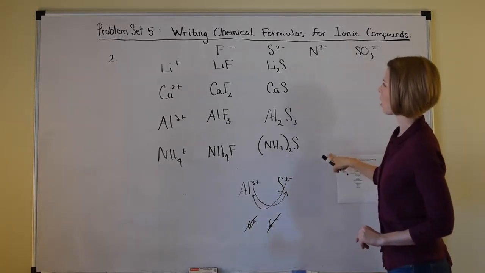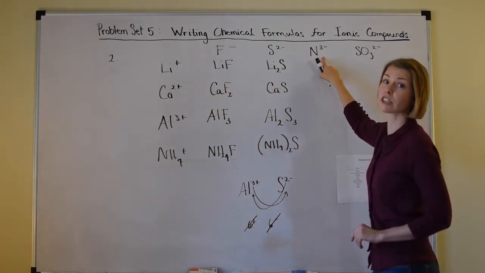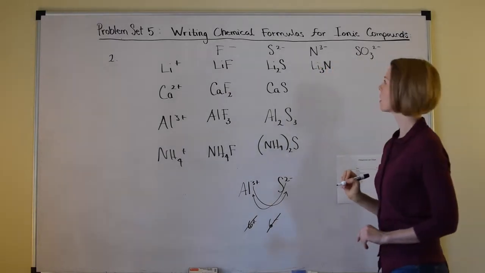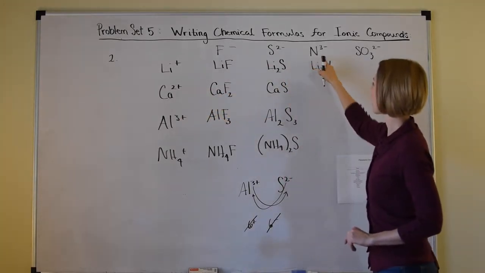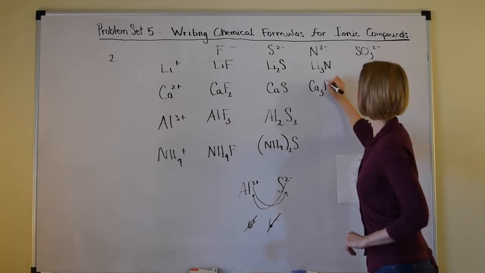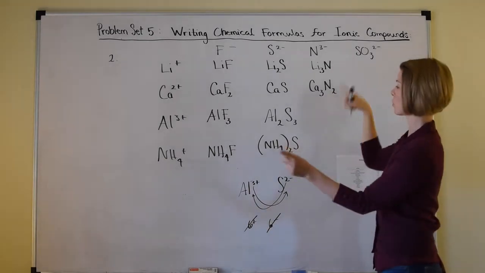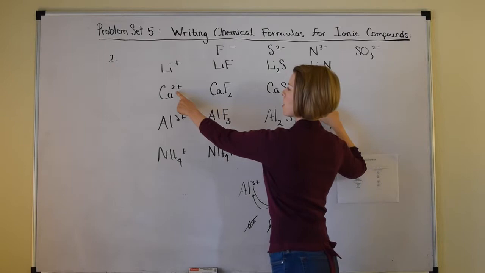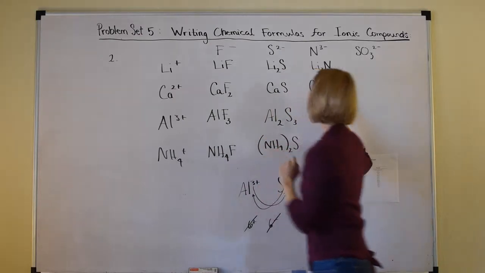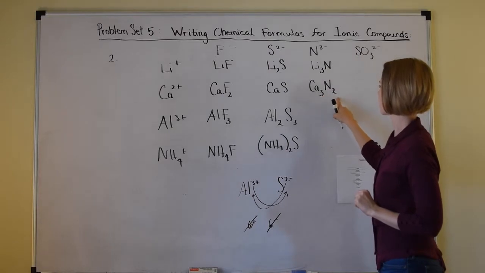Moving on to the third column here. It's going to take 3 lithium cations to balance out the charge on just 1 nitride anion. So Li3N. All right, with calcium and nitride, it's going to be 3 calciums to every 2 nitrides. So think about the charges there. I just did the little switchy rule, but what I'm really saying is 3 calcium cations with a 2+ charge, that's a 6+, and 2 nitrides, each with a 3-, that's a 6-. Okay, so balances out 6+ and 6-.